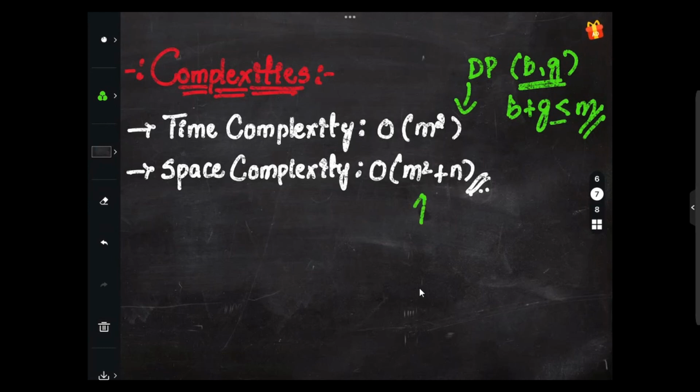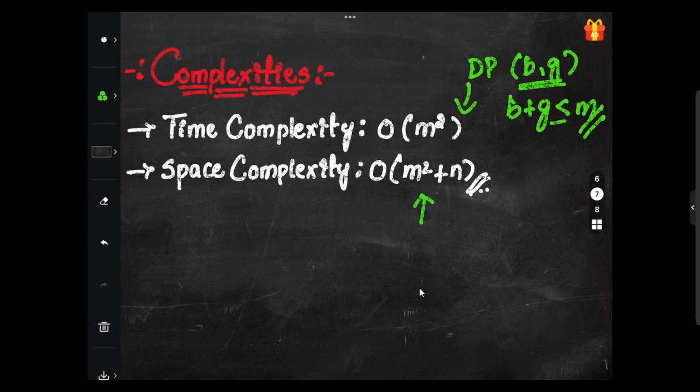So what would be the space complexity here? The space complexity would be big O of m square plus n. So why is it big O of m square plus n here? The dp table requires big O of m square, right? And also we are making use of arrays of size n. So overall space complexity would be big O of m square plus n, right?